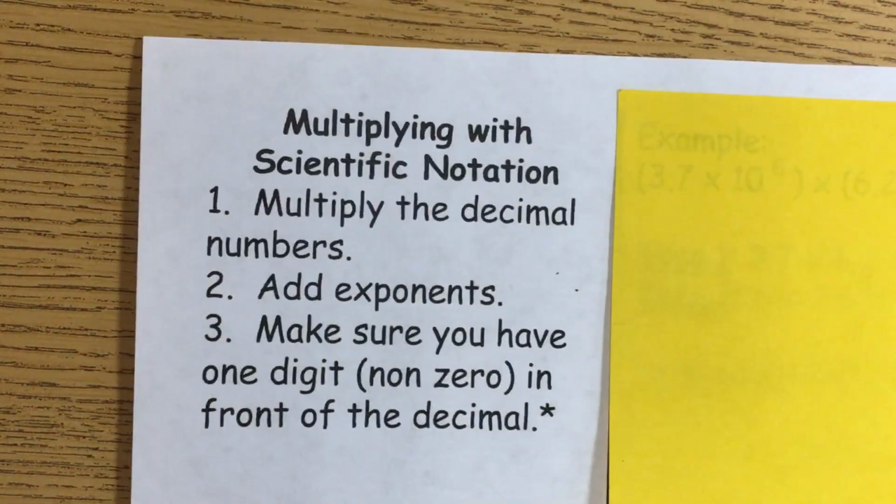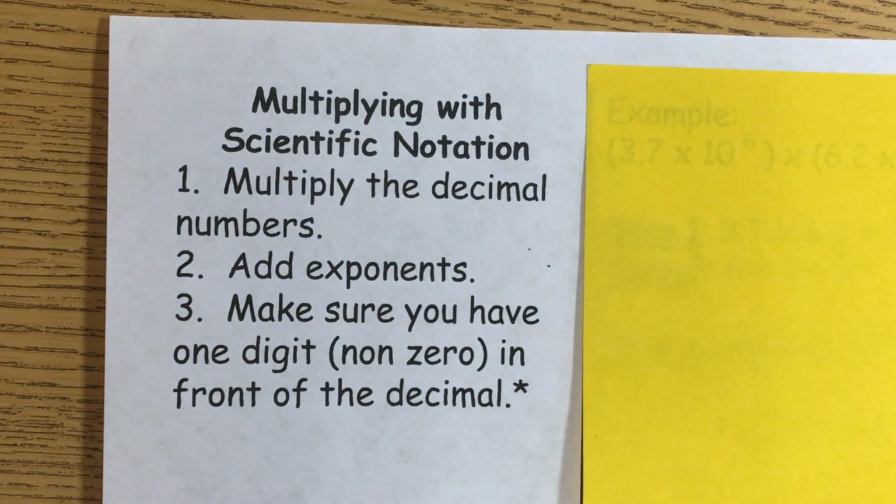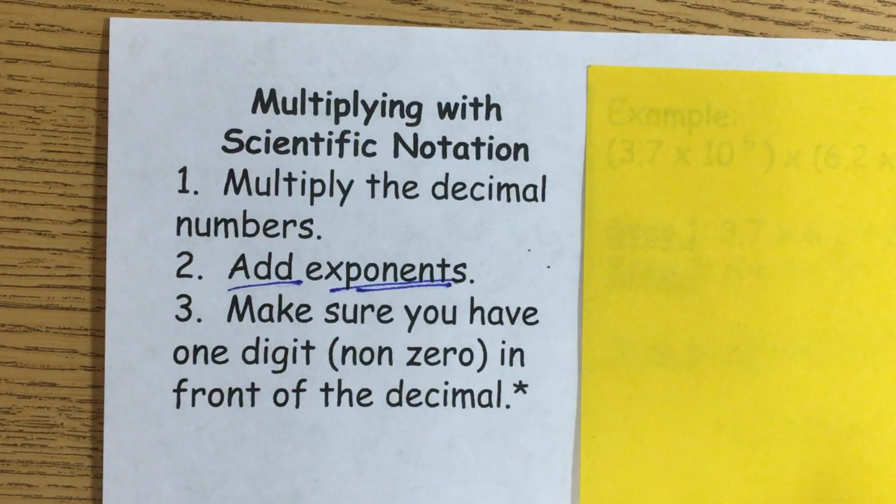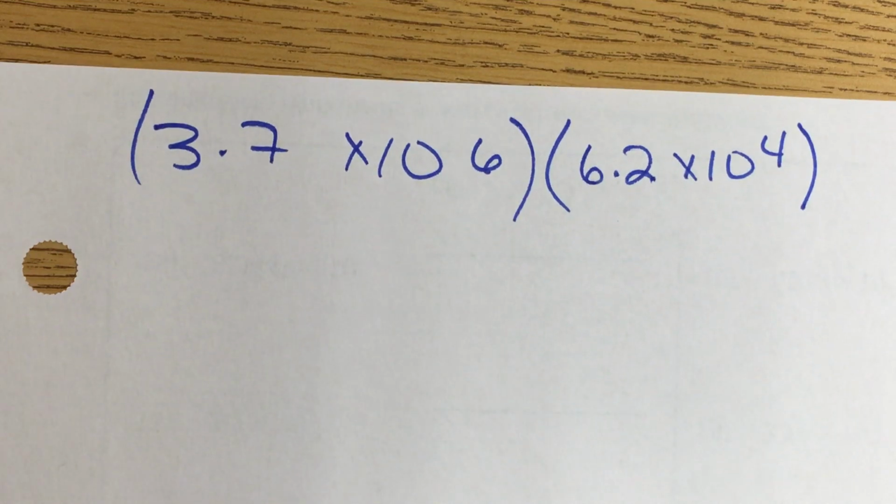The next one we're going to work on is a little bit different because on this one you don't have to have the same amount in your exponents. Copy this down. Now if you notice this one, it says multiply the decimal numbers and add the exponents, just like we just did on our last test. We add the exponents. Here we have this problem right here.